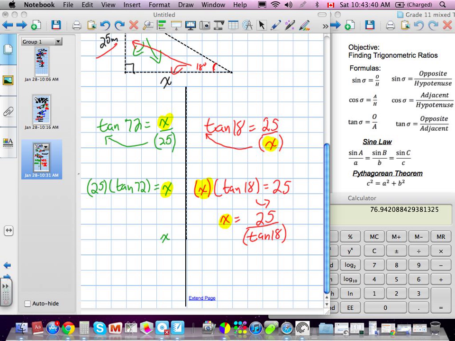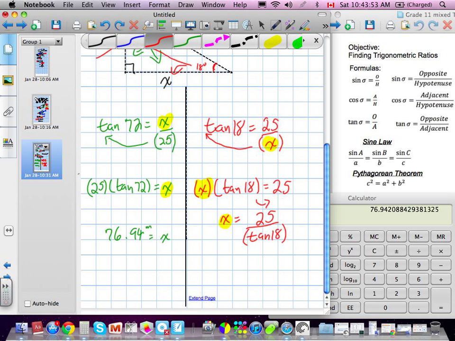In our other one, because of my calculator, I can't quite do it in one step. Well, I can, but it's a little confusing. I'm going to just figure out what tan 18 is, and I'm going to show you what rounding can do to a question, okay? 18 tangent, 0.3249, okay?